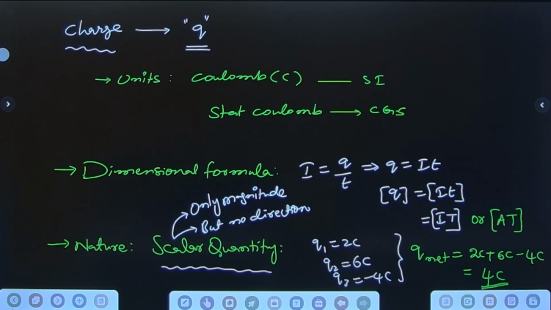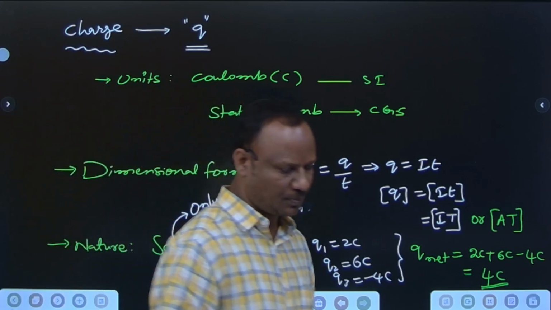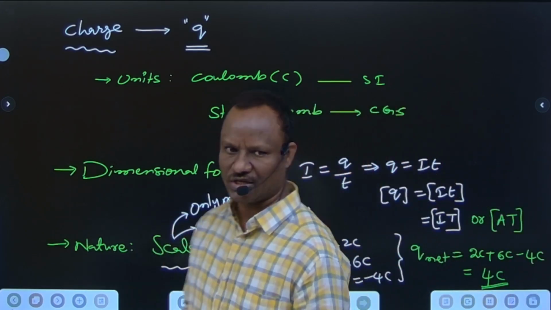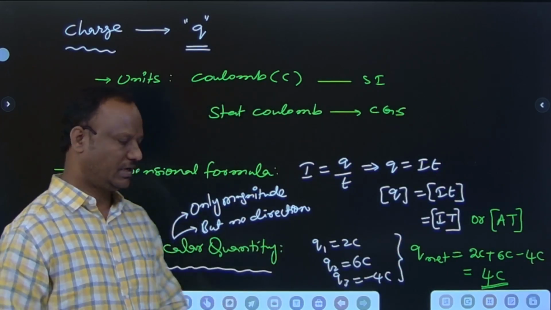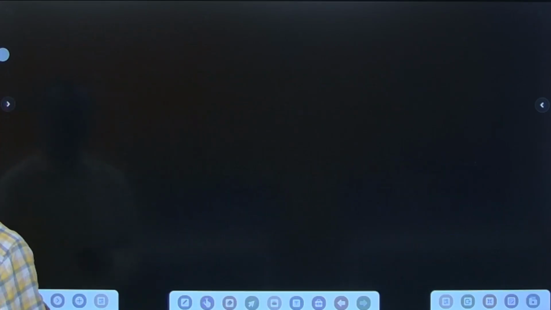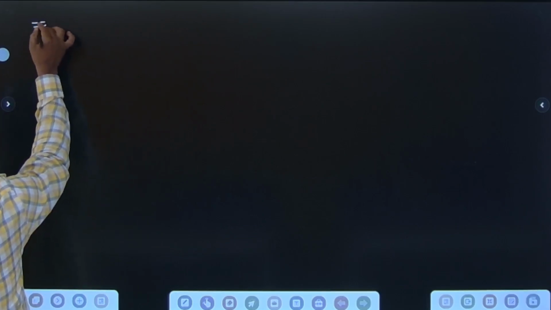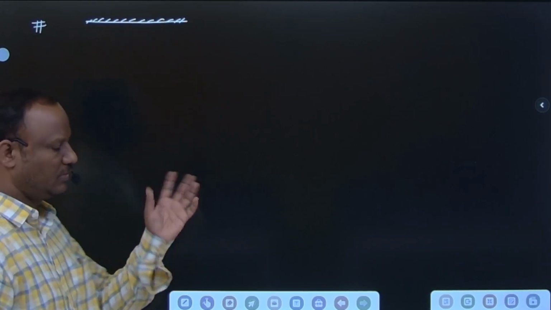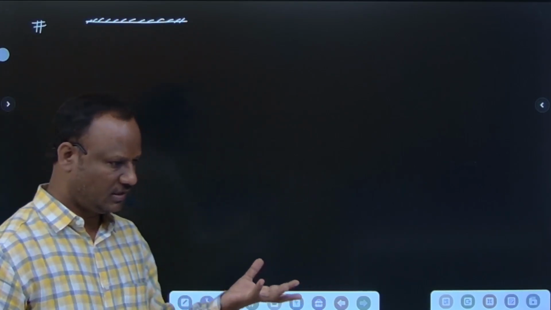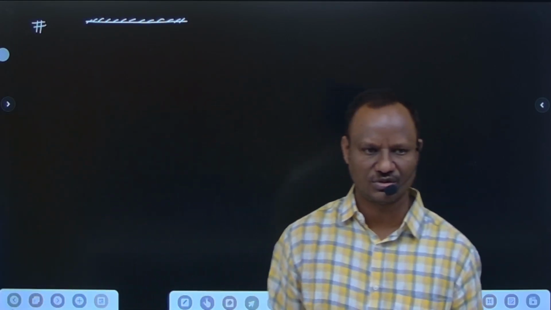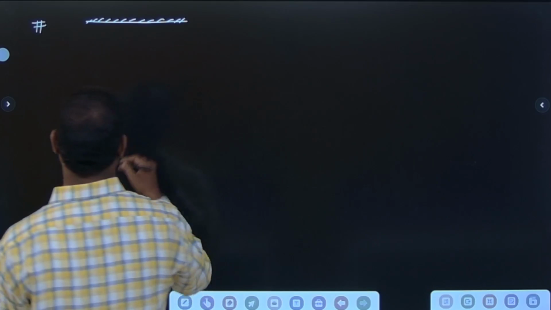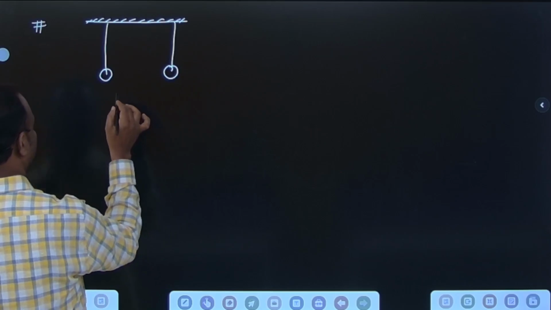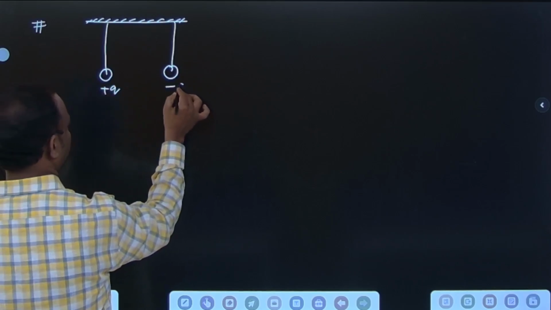Next one, the properties of charges. It's basic information. Like charges repel, unlike charges attract. For example, the charge should not be held by your hand, because hand is one of the conductors. The charge can be transferred through your hand. So it is suspended. I am taking 2 charges, positive charge and negative charge.